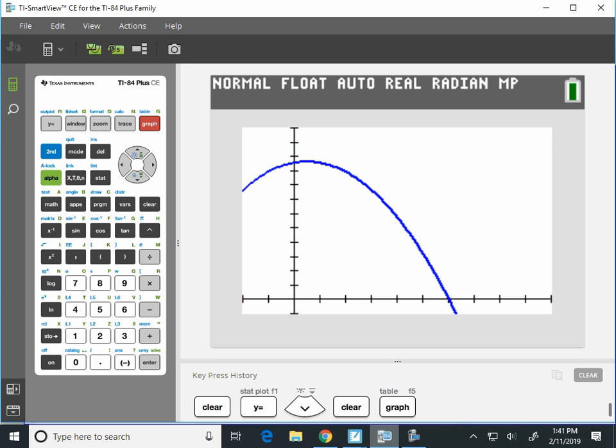Wait. I messed something up. Double check. Did you put it squared in? Did you use a negative instead of a minus, or a minus instead of a negative?